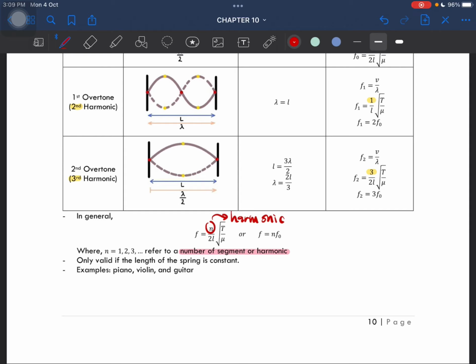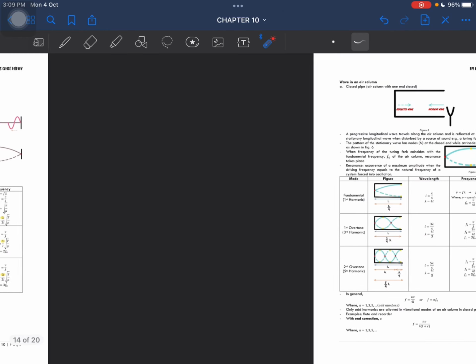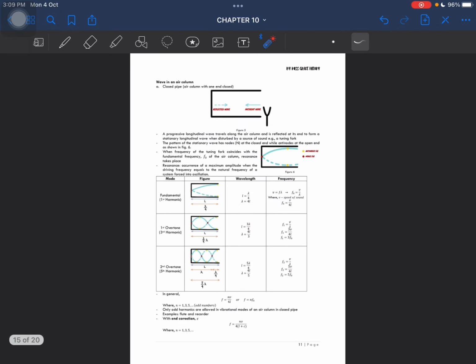So basically, it is only valid if the length of the string is constant, for example piano, violin, and guitar. Okay, so that is on stretched string.